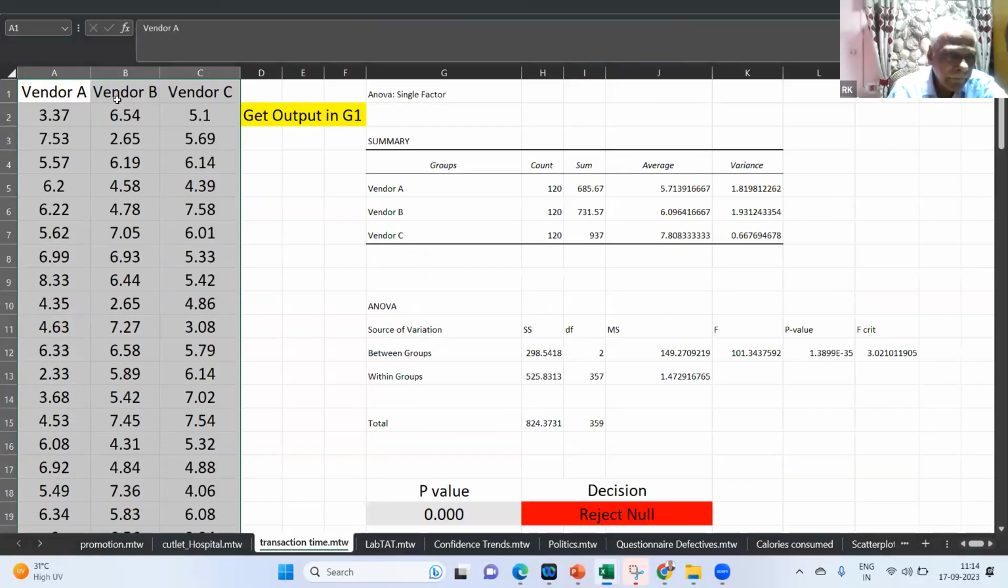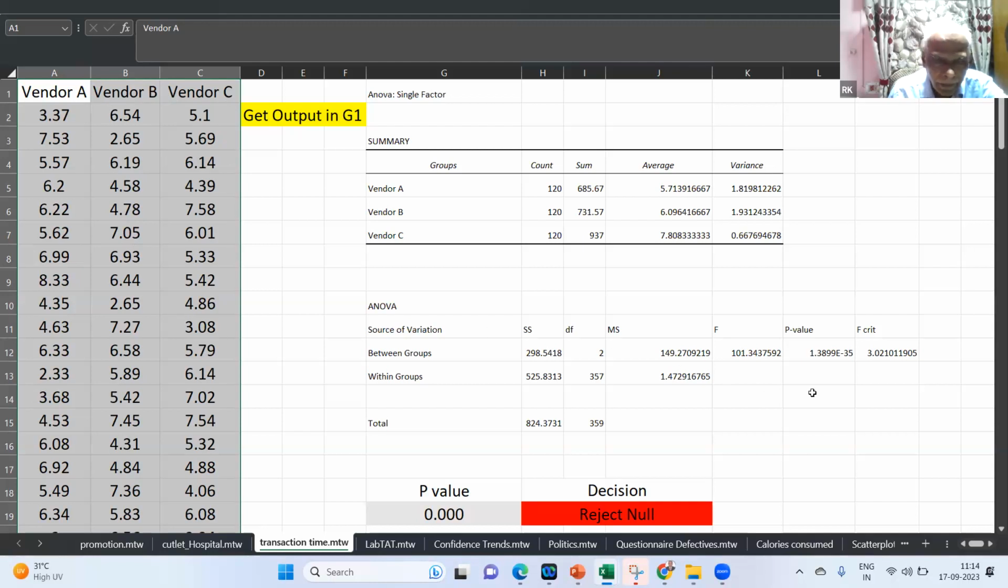See, vendor A, vendor B, vendor C. I have got the transaction time, and the count is 120 data. It is given here, 120 data. I want to find out which vendor is best. I run this ANOVA test.